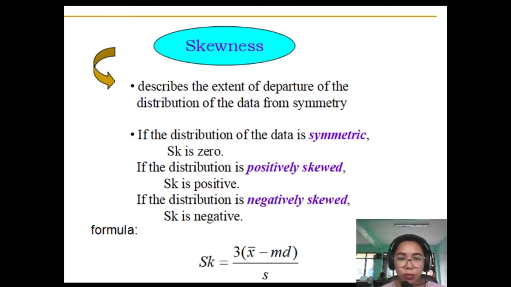Okay, then we move on to skewness. Skewness describes the extent of departure of the distribution of the data from symmetry. So if the distribution of the data is symmetric, the value of your skewness is 0. And if the distribution is positively skewed, the value of your skewness is positive. And if it is negatively skewed, then your skewness value must be negative. This is how we determine the skewness. So what is the distribution of a symmetry?